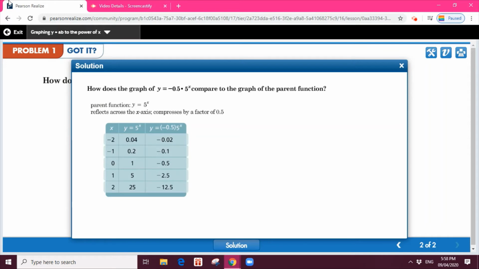For y equals negative 0.5 times 5 to the x power, if x equals negative 2, y equals negative 0.02 or negative 2 hundredths. For x equals negative 1, y equals negative 1 tenth. For x equals 0, we have y equals negative 5 tenths. And for x equals 1, we have y equals negative 2 and 5 tenths. And last, we have x equals 2, y equals negative 12 and 5 tenths.